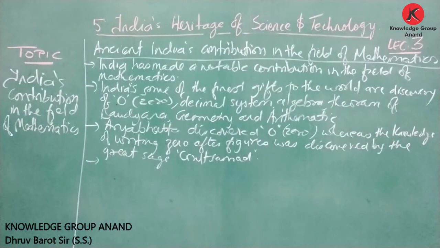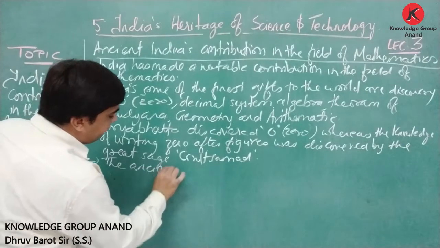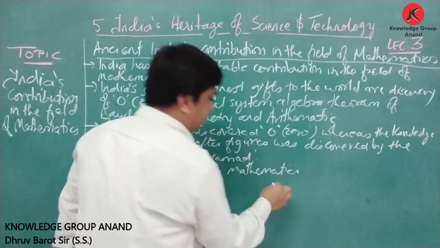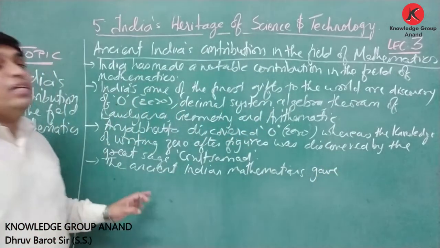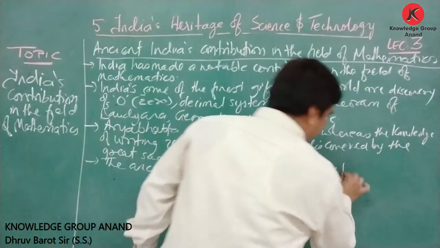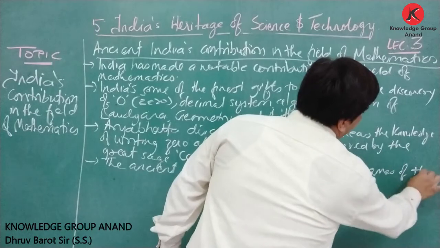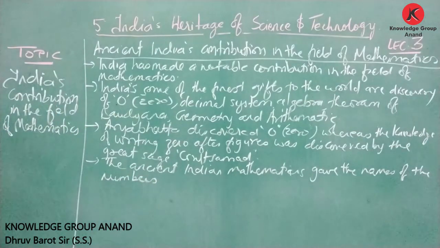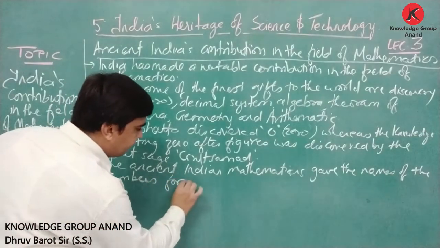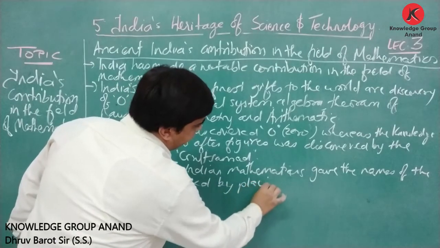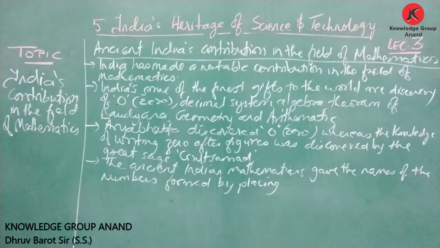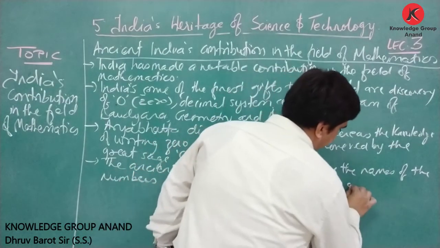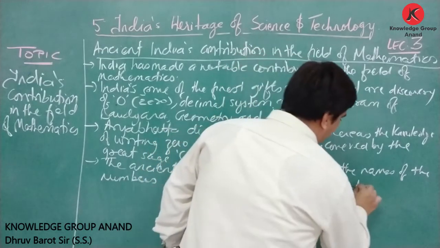Then here it is said, the ancient Indian mathematicians gave the names of the numbers, formed by placing 53 zeros after 1.